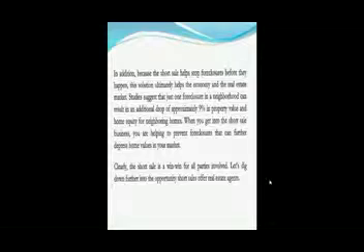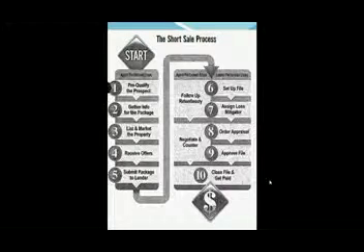Let's dig down further into the opportunity short sales offer real estate agents. So this is the process.